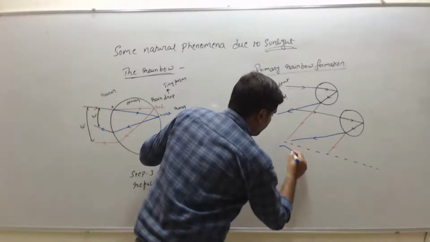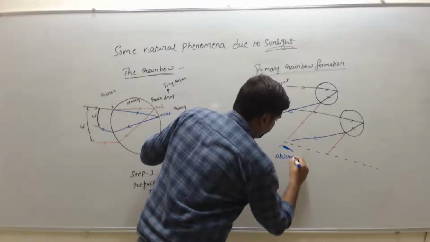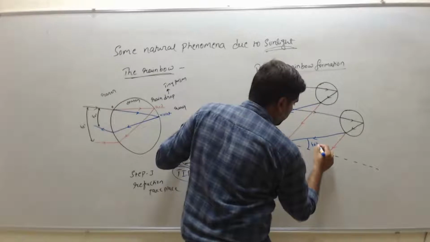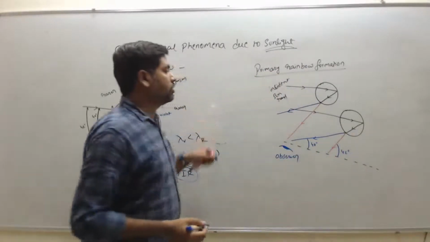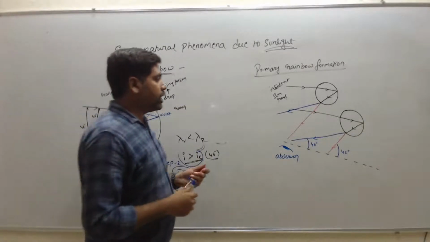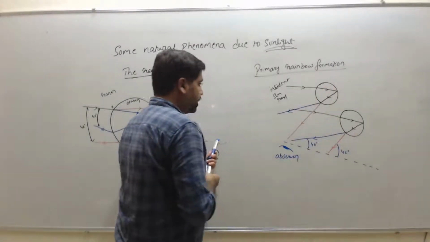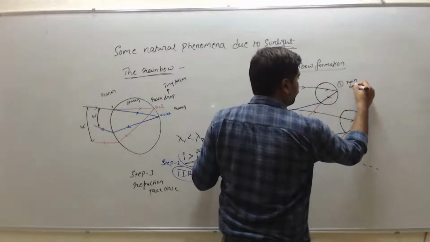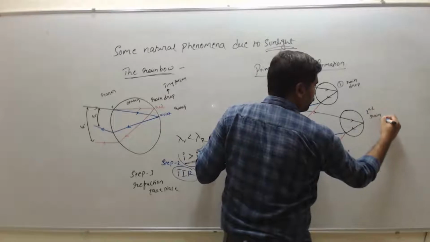So the observer is here. This angle is 40 degrees and this angle is 42 degrees. So this is the formation of the primary rainbow. In the primary rainbow, the red light of the first water droplet. This one is the first raindrop and this one is the second raindrop.